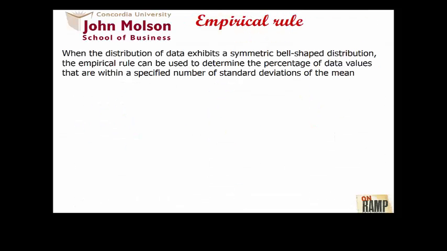Now I go to a new rule, the empirical rule. When the distribution of data exhibits a symmetric bell-shaped distribution, for those who took some statistics before, we don't mean the normal distribution, but something that looks symmetric and bell-shaped, the empirical rule can be used to determine the percentage of data values that are within a specified number of standard deviations from the mean. So whether I am 1 standard deviation, 2 or 3 from the mean. This is what a symmetric bell-shaped curve looks like.